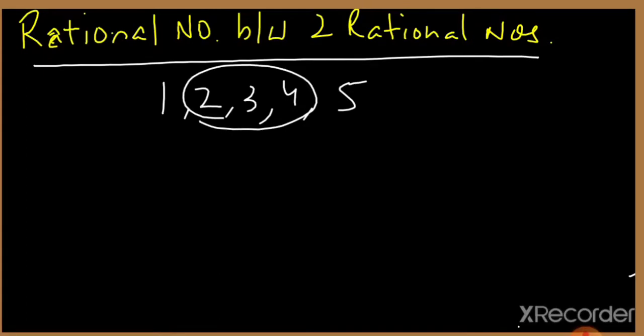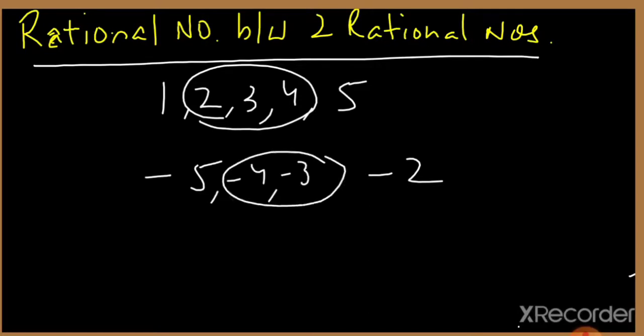Then how many integers lie between -5 and -2? We have -4, -3. So we have two integers between -5 and -2. Is there any integer between -9 and -10? No, we do not have any integer between them, but that does not mean that there is no number between -9 and -10. We don't have an integer between them, but we have rational numbers between them.